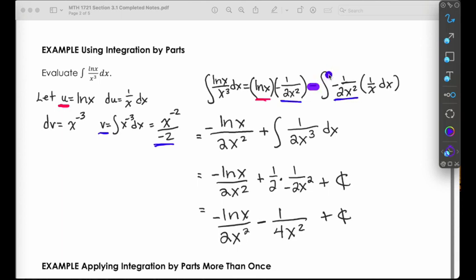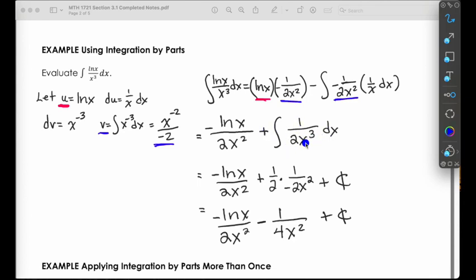And then I'm going to minus the integral of v du. Okay, so here's my v. Here is my du. And now I just have to clean it up and work it out. When I combine this and clean this up, I get negative natural log of x over 2x squared plus this negative and this negative, I changed it to a plus so it's less messy. And I made that 1 over 2x to the third.